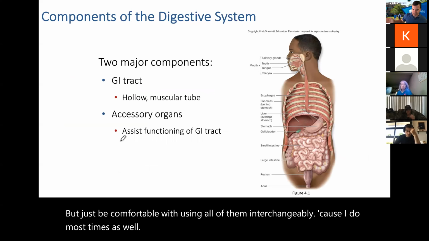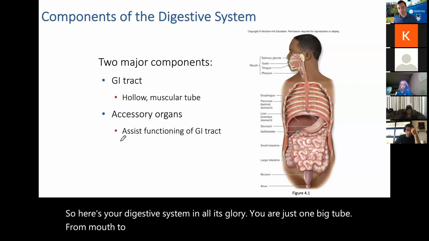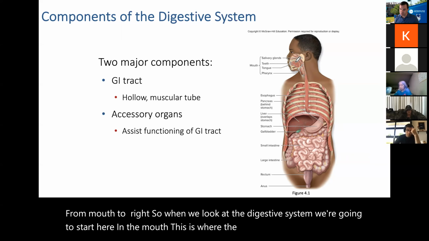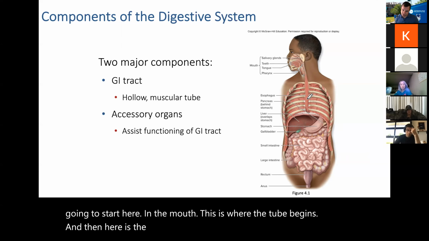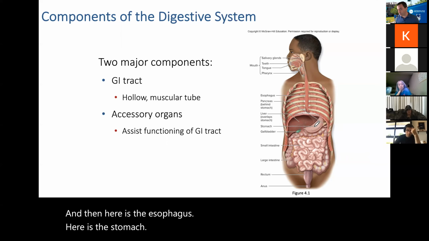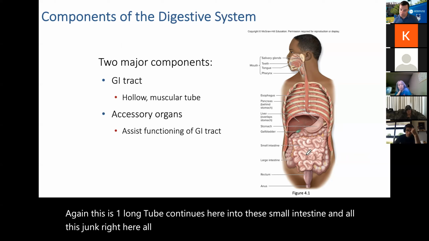So here's your digestive system in all its glory. You are just one big tube from mouth to anus. All right. So when we look at the digestive system, we're going to start here in the mouth. This is where the tube begins. And then here is the esophagus. Here is the stomach. Again, this is one long tube. It continues here into the small intestine, and all this junk right here, all that's the small intestine.